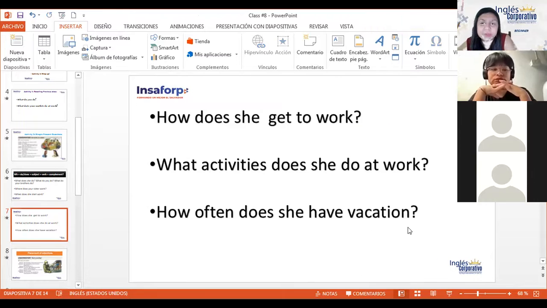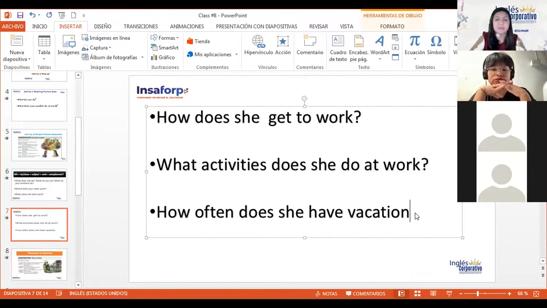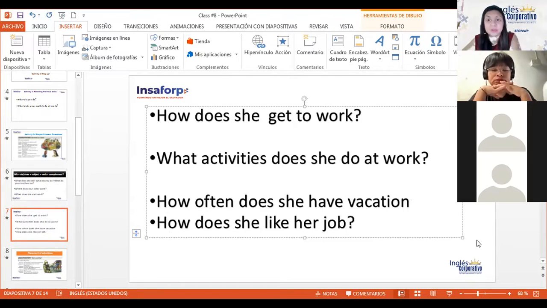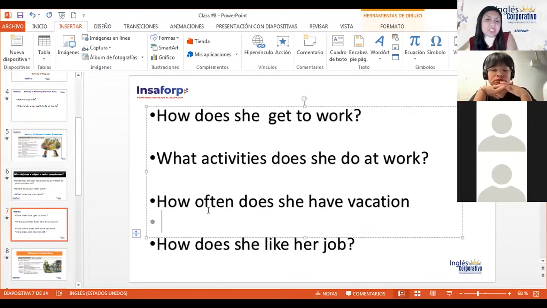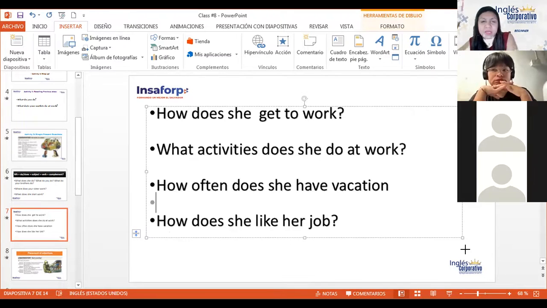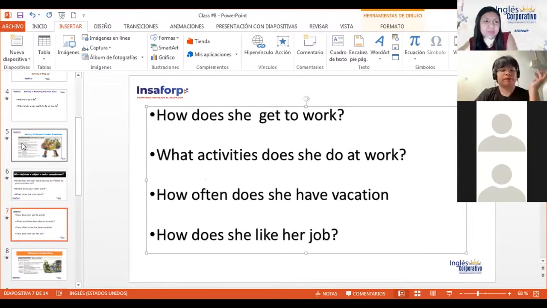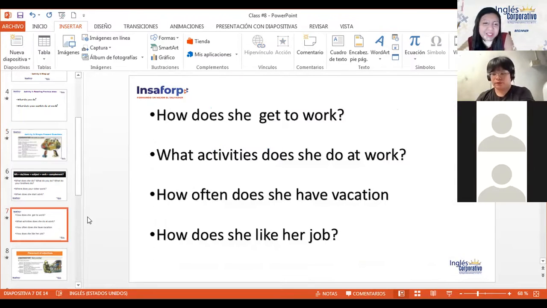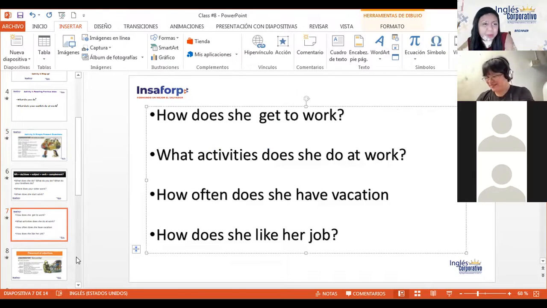Ahí había otra pregunta en los ejercicios de la plataforma y es how does she like her job? Por ejemplo, ¿cuánto le gusta su trabajo? How does she like her job? Y estaba aquí en la conversación también, donde decía, how does he like it? ¿Cuánto le gusta? Y dice, not very much. No le gusta mucho. Porque no le gusta el manager. He doesn't like the manager. ¿Cuánto le gusta su trabajo?